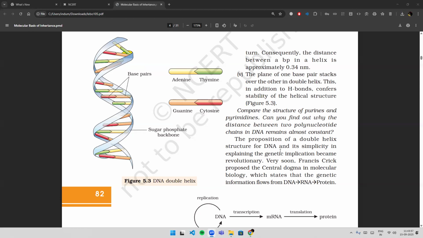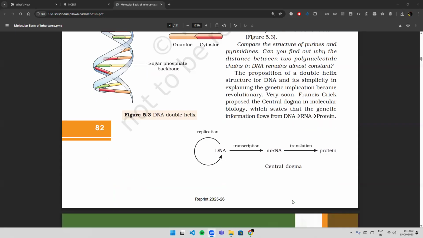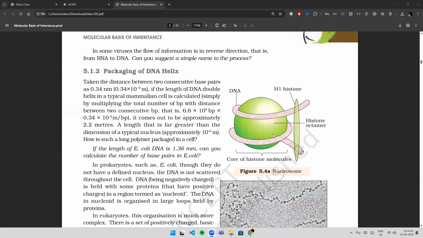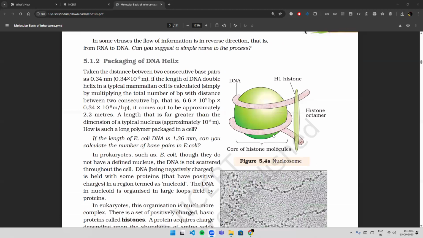The proposition of a double helix structure for DNA and its simplicity in explaining the genetic implication became revolutionary. Very soon, Francis Crick proposed the central dogma in molecular biology, which states that the genetic information flows from DNA towards RNA towards protein. In some viruses, the flow of information is in the reverse direction, that is, from RNA to DNA. Can you suggest a simple name for the process?